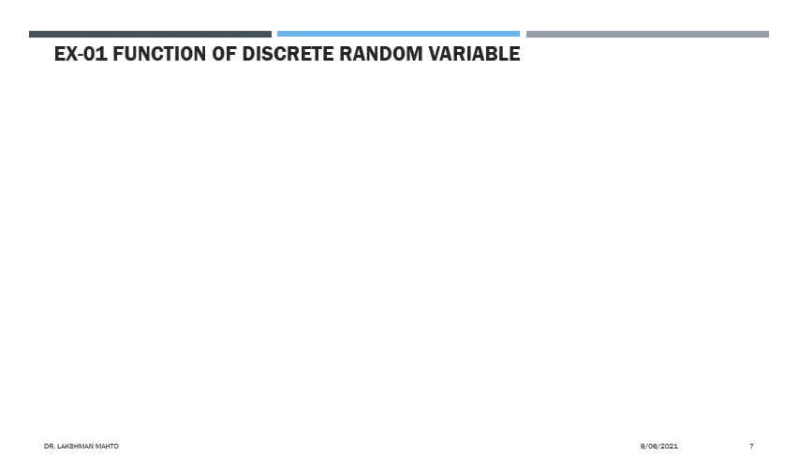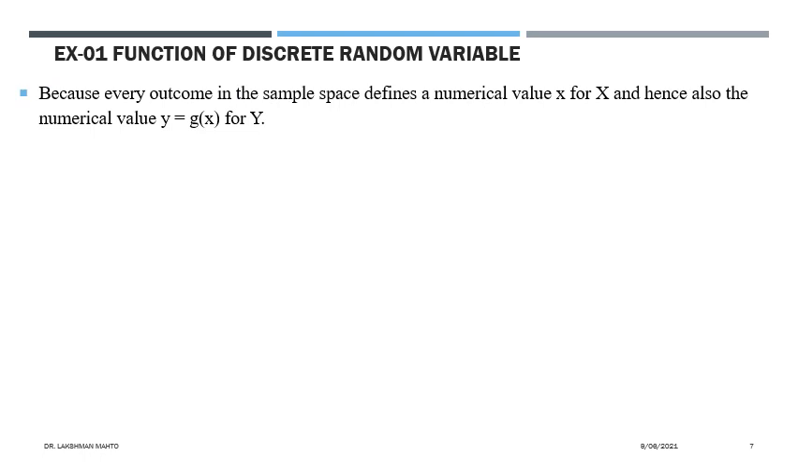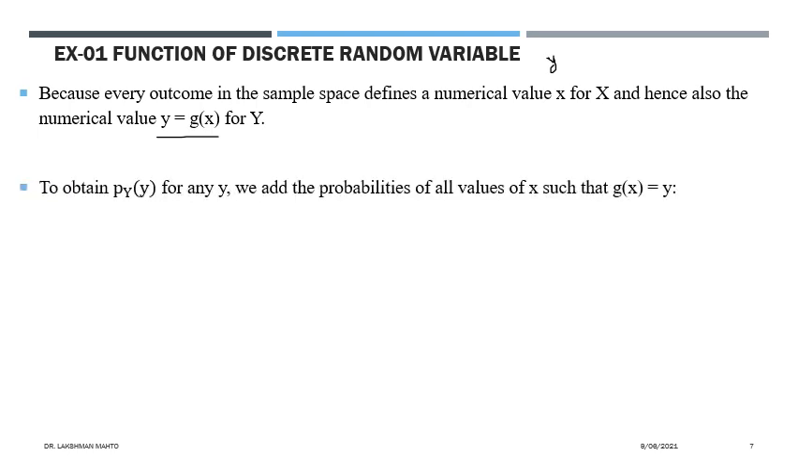Now I will take one example. Because every outcome in the sample space defines a numerical value for X, and hence a numerical value for Y, if you observe any small y, that would be the image of some value of x. Same thing that I told. So we need to obtain the distribution of Y. The distribution of Y will be borrowed from the distribution of X. How? We will see it.